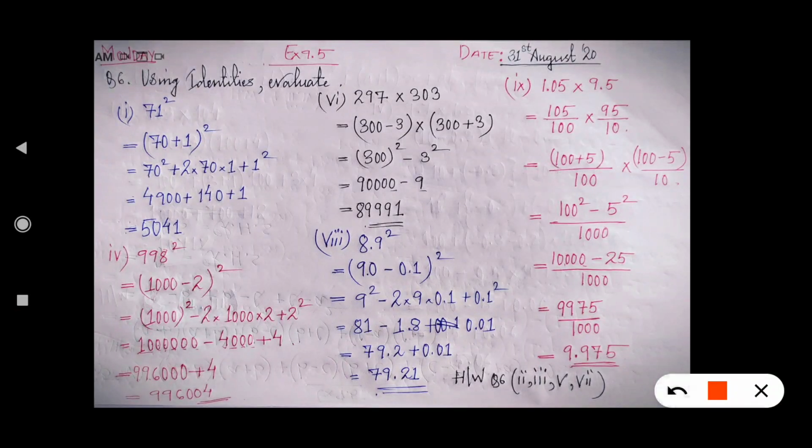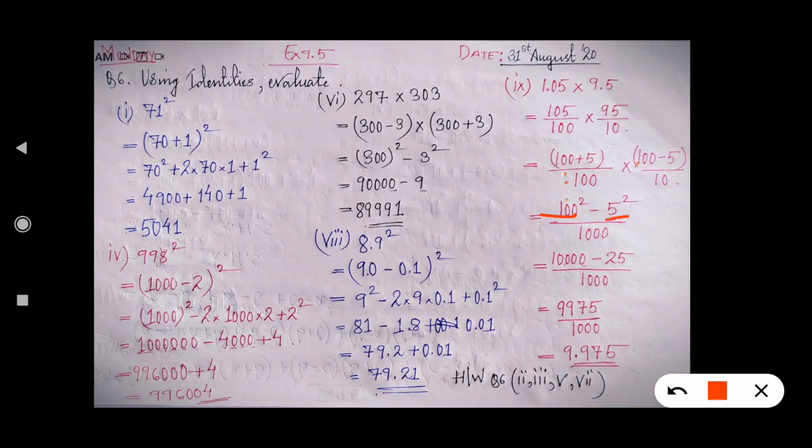Okay, let's move further. So 105 can be written as 100 plus 5. So to make it similar, I'll use 100 again. 100 minus 5 is 95. So the denominator will remain as it is. Now see, the upper one, the first one is same, the second one is same, but the signs are different, plus and minus, so it will go to the third identity as we have done here also. That is (a plus b) into (a minus b). This is a plus b, this is a minus b. Formula is a square, that is 100 square, minus b square, that is 5 square.